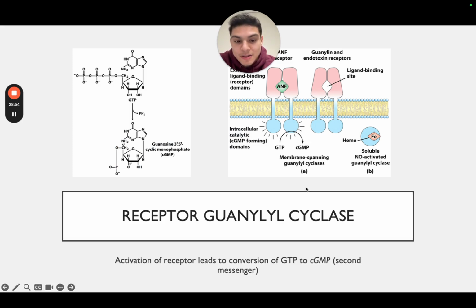And then the receptor guanylyl cyclase, the activation of the receptor leads to conversion of GTP to cGMP, and then it has its own downstream effects. Honestly, I wasn't even tested on this. I'd never seen it in these advanced classes, so honestly, just know that it converts GTP to cGMP, and it's very similar to adenylyl cyclase, where it will convert ATP to cAMP.